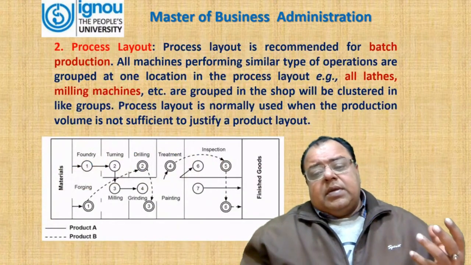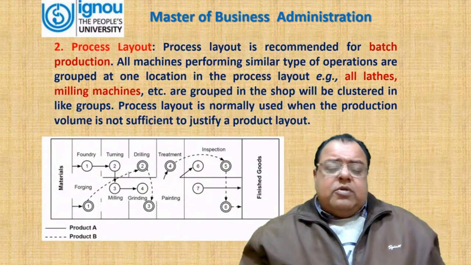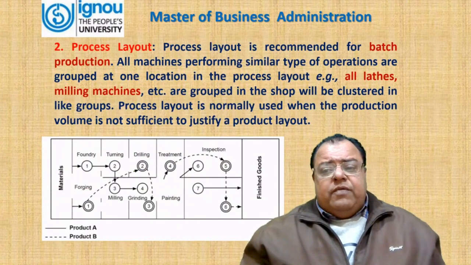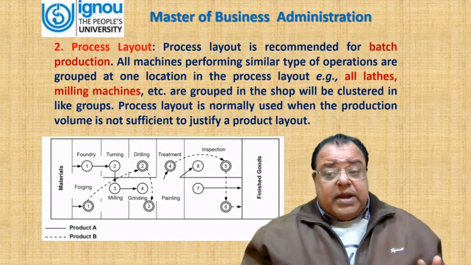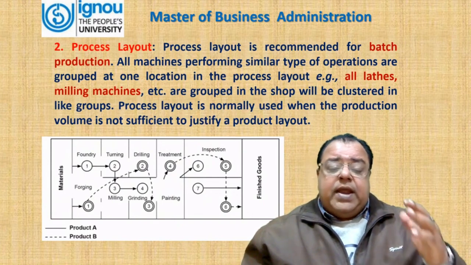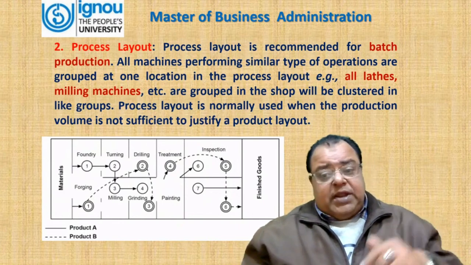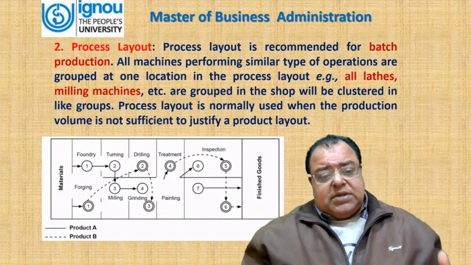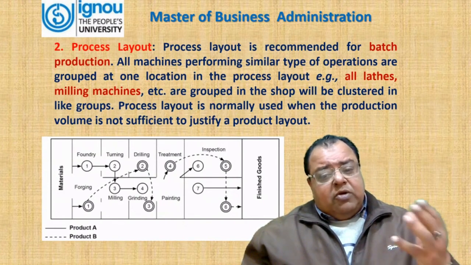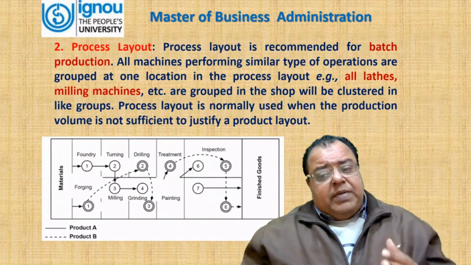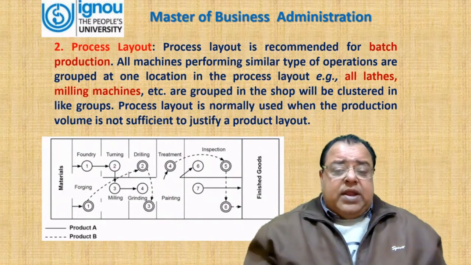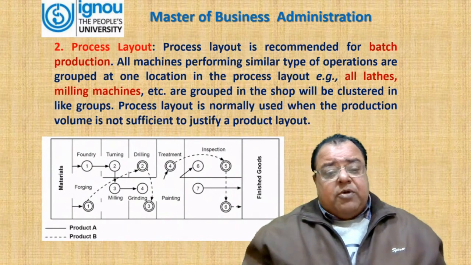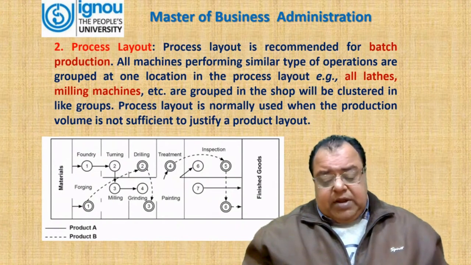Second one is process layout. Process layout is recommended for batch production. All machines performing similar types of operations are grouped at one location in the process layout. For example, all lathes and milling machines are grouped in the shop and clustered in like groups. Process layout is normally used when the production volume is not sufficient to justify a product layout.